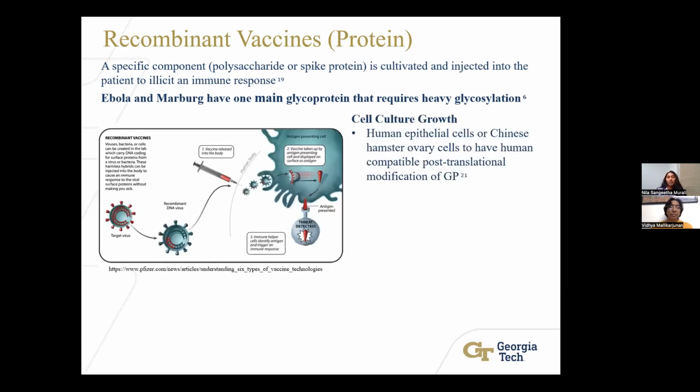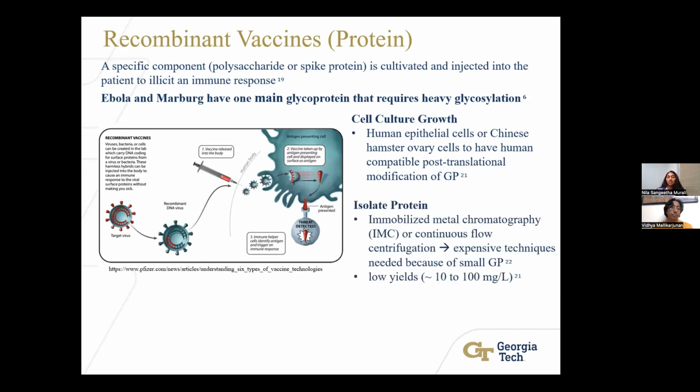The main step in protein recombinant vaccine production is cell culture growth. So we need to grow that protein in cell lines. Once again, we want to make sure we get similar post-translational modifications as humans. So we use Chinese hamster ovary cells or human epithelial cells. Then the GP protein is isolated using some sort of chromatography or centrifugation technique, for example, metal chromatography or continuous flow centrifugation. These are expensive techniques, and they are required because the protein size is really small. This also results in low yields of the protein itself. You only get about 10 to 100 milligrams per liter of the protein per cell culture media.